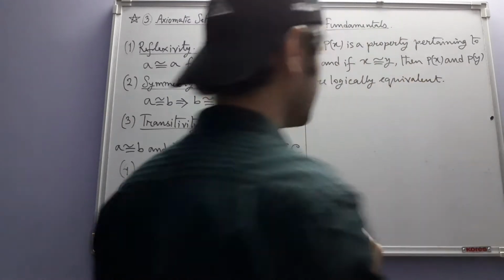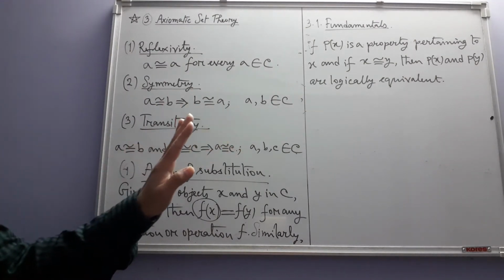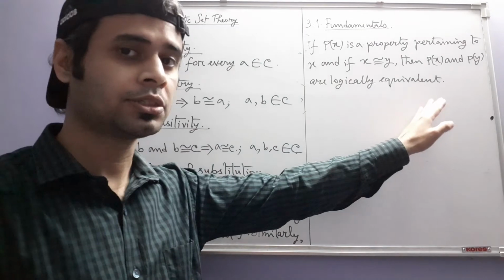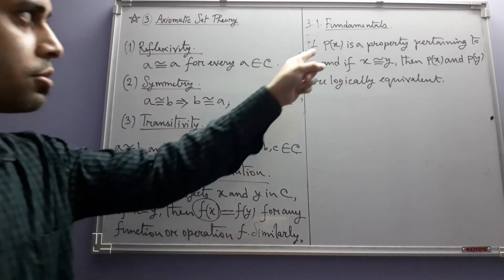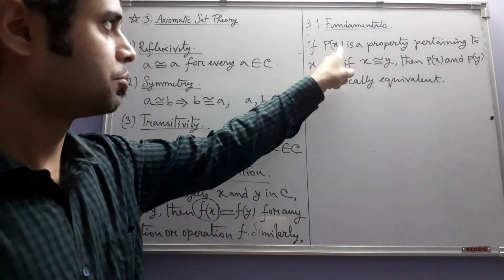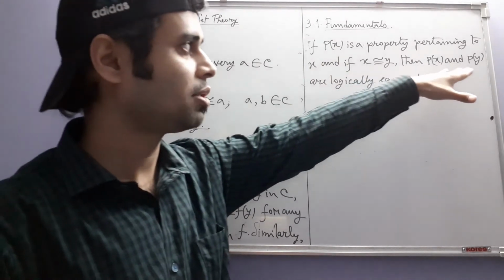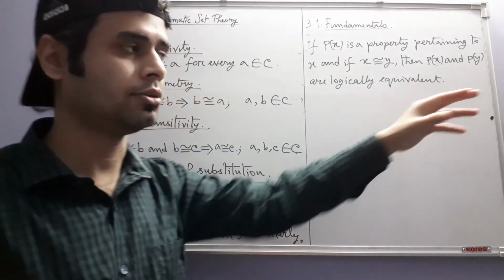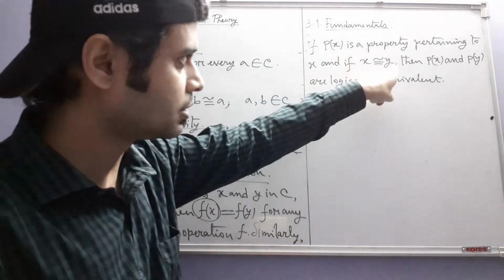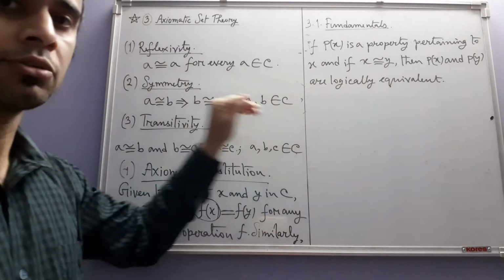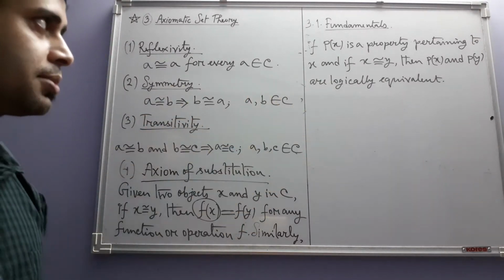Now, from our discussion of elementary mathematical logic, we know very well what logically equivalent statements mean. They are either both true or both false. So here, if I put X, then I get a statement involving X. The similar statement I can make for Y also. These two have to be logically equivalent if these two objects turn out to be equal according to the definition of equality in this class C. So this is the axiom of substitution.